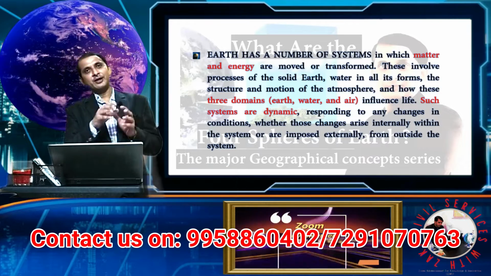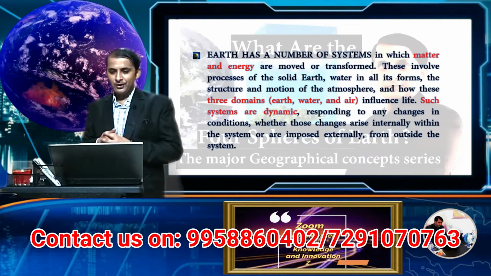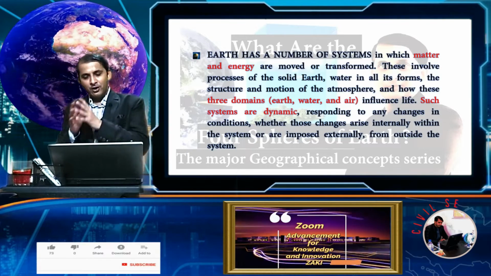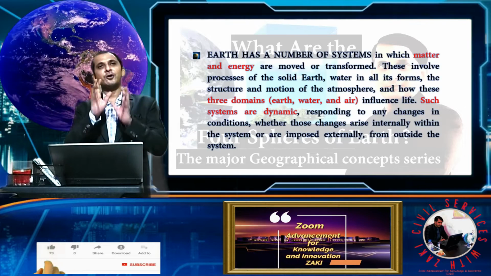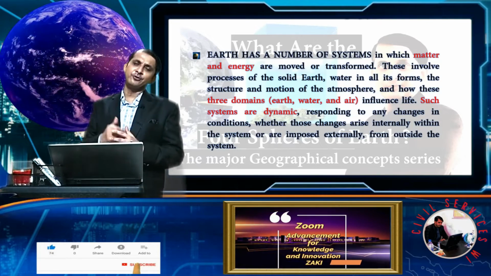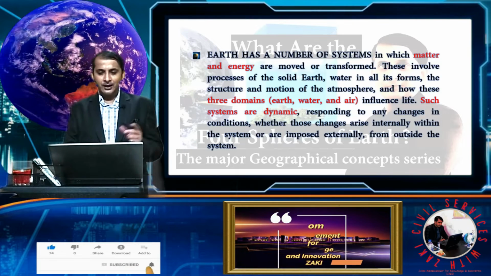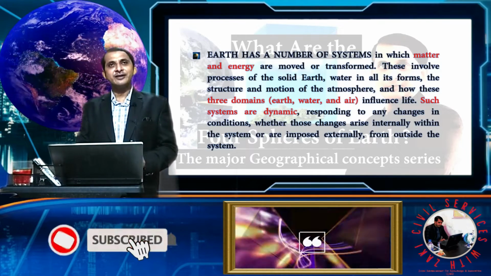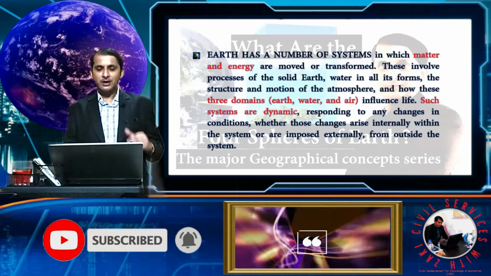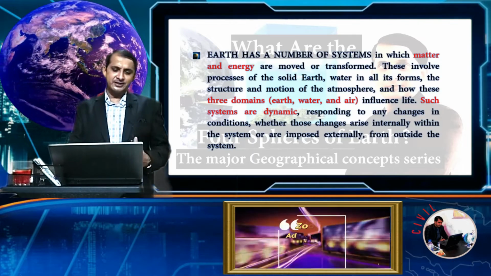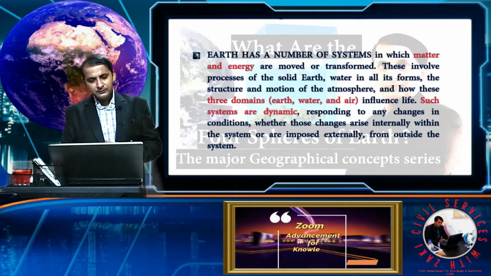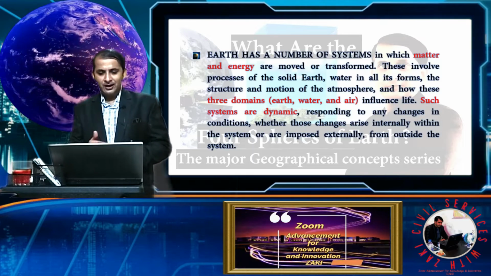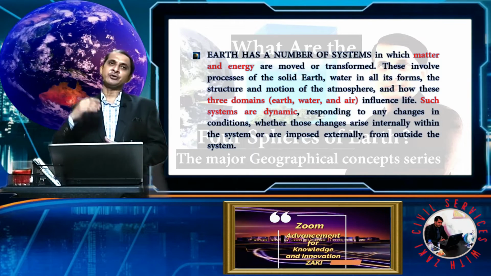So see, earth has a number of systems in which matter and energy are moved or transformed. So these involve the process of the solid earth, liquid in all forms, and structure and motion of the atmosphere. And how these three domains, earth, water and air, influence our life. So such systems are dynamic, responding to any changes in the condition, whether those changes arise internally within the system or are imposed externally from the outside of the system.